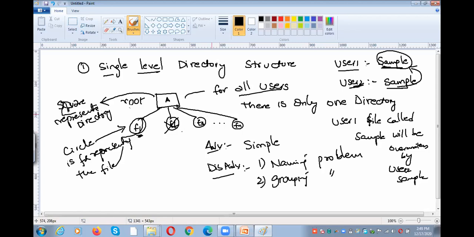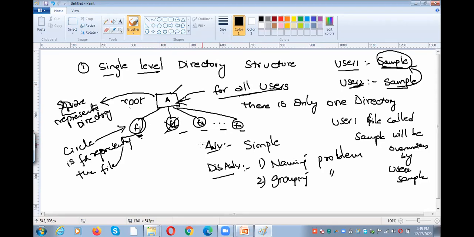But it is not possible here. Why? Because all the users are using only one directory. So grouping is not possible for the individual user. That is the problem in single level directory. I repeat, in the single level directory we have only one directory, and all the users need to use the same directory to keep their files. So all these are the files of different users.